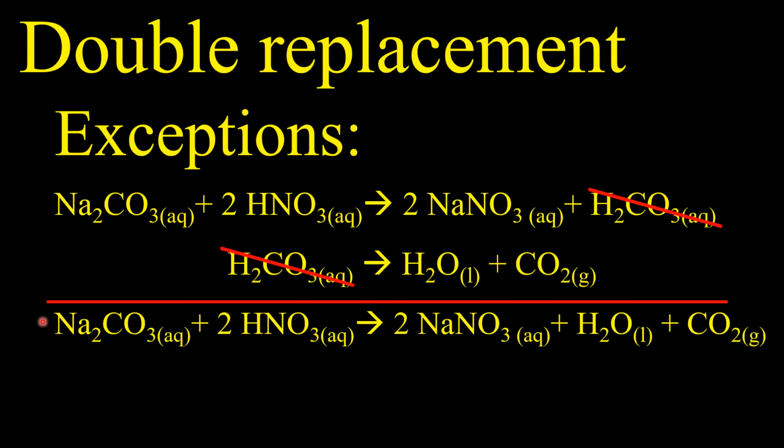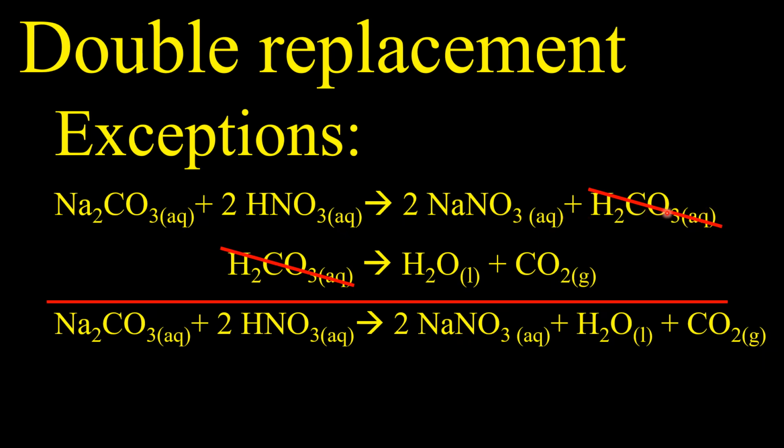Here we have double replacement exceptions. Actually, these are just kind of tricky things that can happen when you're doing a double displacement. We took the carbonate from the sodium carbonate, put it with the H's, the protons, to get carbonic acid here, and we put the sodium with the nitrate and got sodium nitrate. And both of these, according to solubility rules, would be aqueous.